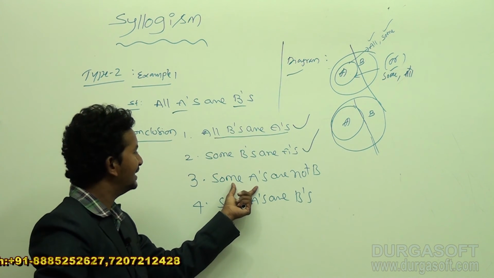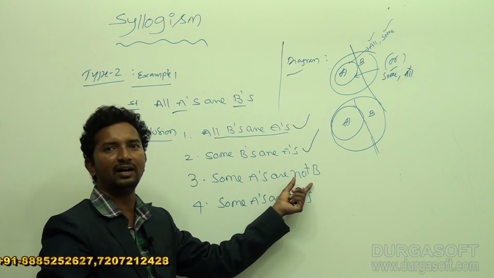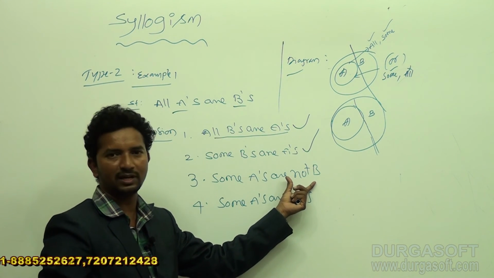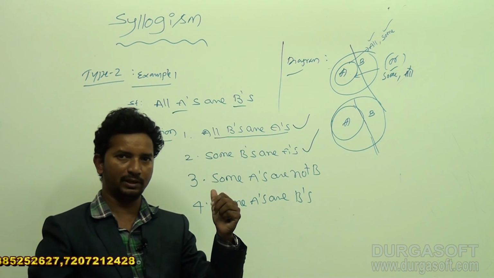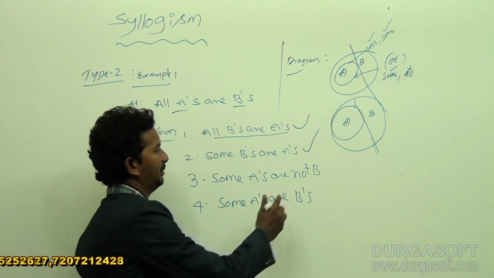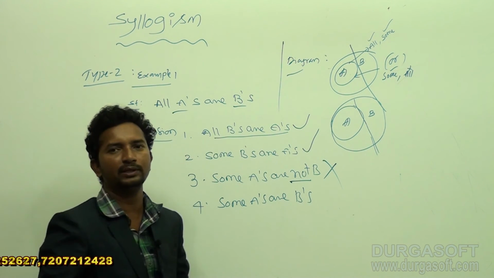What is the 3 here? Some A's are not B's. Now coming to this one, all A's are B's, some A's are B's. But if a negative statement is given here, it doesn't follow here.